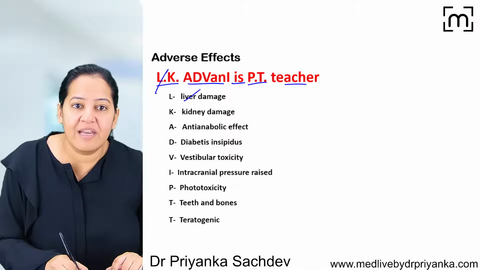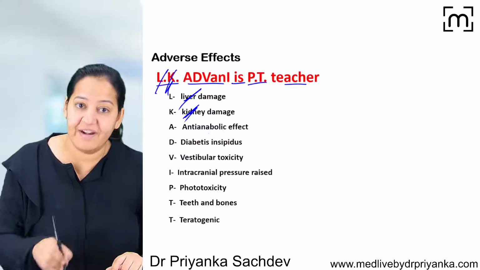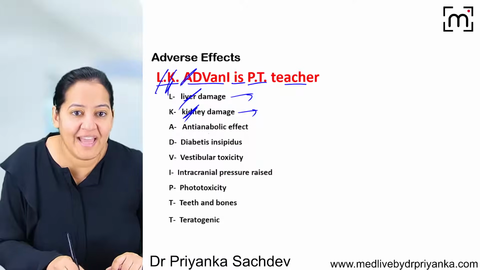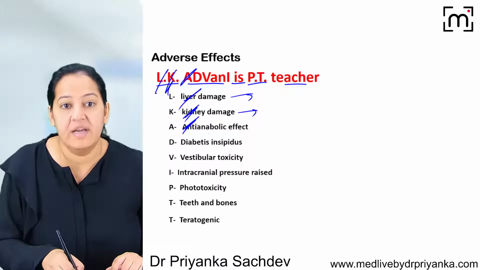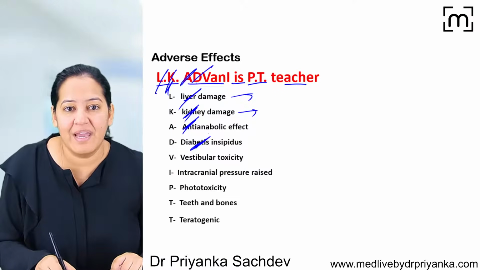So L stands for liver damage. They cause liver damage. K stands for kidney damage. They cause jaundice and cholestasis. They cause kidney damage also. Okay. A stands for anti-anabolic effect. D for diabetes, but not diabetes mellitus. It's diabetes insipidus. Okay.